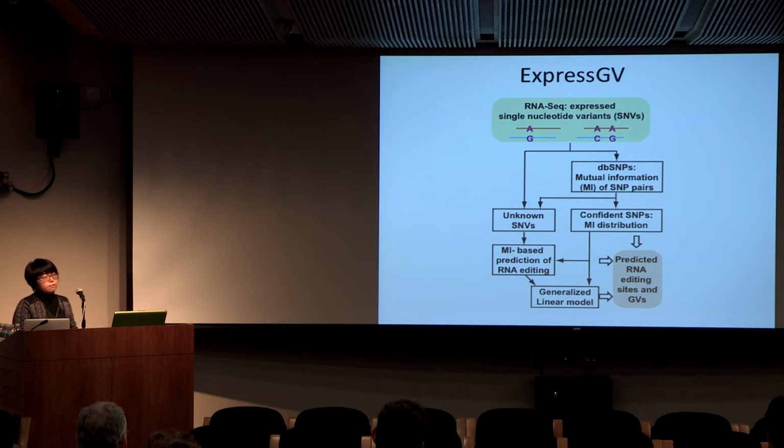So in this new version of this method, where we aim to identify genetic variants very accurately in addition to RNA editing sites, we start from the reads, and similarly, we calculate mutual information, just as I described, and then we predict which ones are SNPs and which ones are RNA editing sites based on the mutual information, but that obviously cannot give us all the SNPs and RNA editing sites. So what we do is that we use those predicted SNPs and RNA editing sites and do machine learning. Here we use generalized linear models to predict.